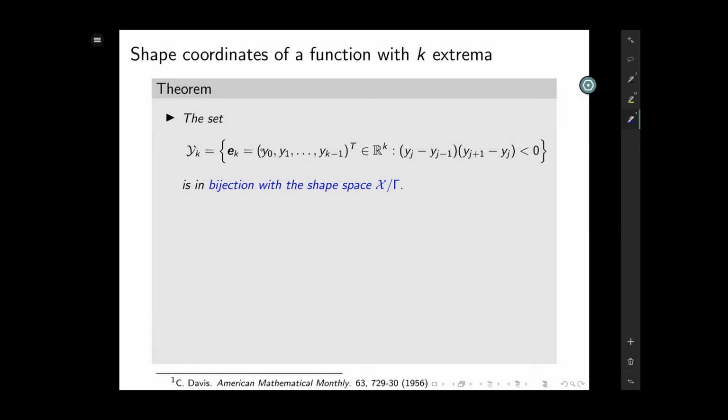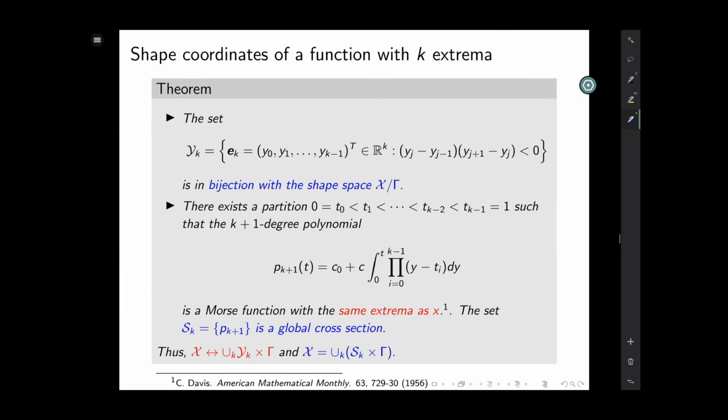And the set of all extrema, that is just the values on the y-axis which correspond to the critical values of the function. These can be described by just taking differences and noting that the product of successive differences should be negative. This is in bijection with the shape space. Okay. This intuitively we've already understood. This is just formalizing it.